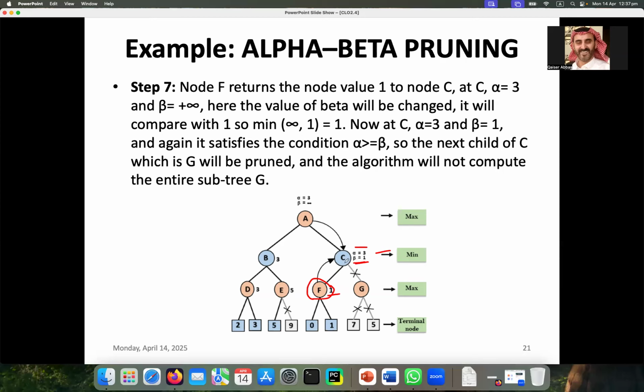If you are here, your alpha is 3, your beta is 1. If your beta is higher than 1, because this is the move for the min player, then maybe you are not going to accept it. But if your beta is 0, then you can accept it. Anyhow, think over it.